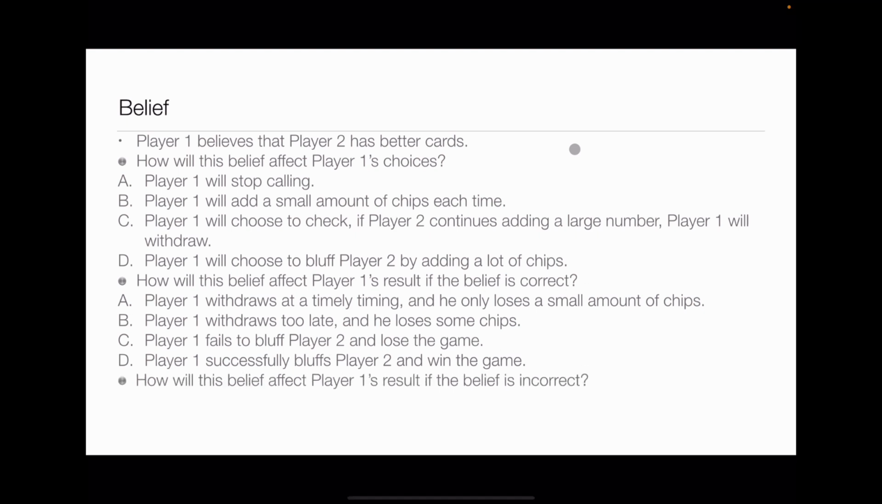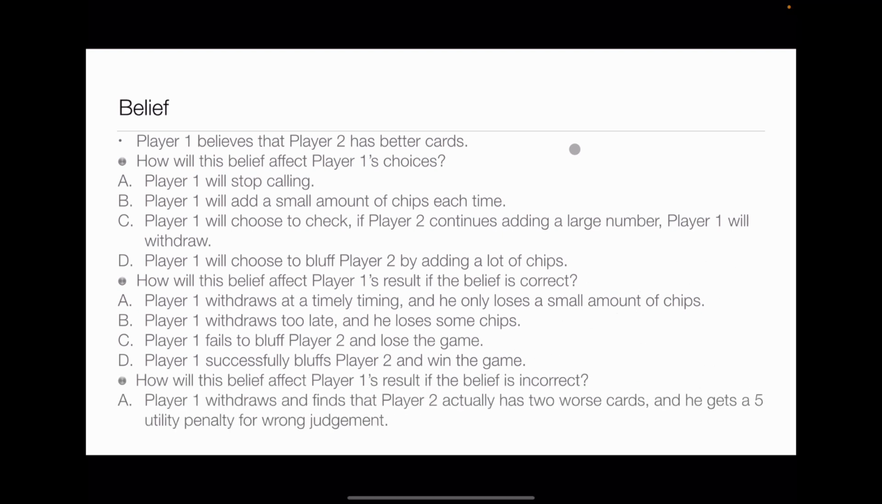But what if this belief is incorrect? Player 1 withdraws and finds that player 2 actually has two worse cards. He loses the chips he added into the game before and also gets a 5 utility penalty for wrong judgment. Or player 1 wins the game surprisingly, but realizes that he missed a chance of earning more.